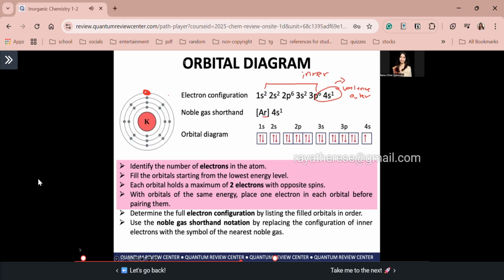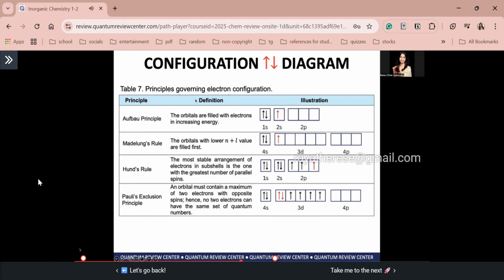Let me clear this up lang. Okay. So how we fill electrons depends on various principles, as shown in table 7 or page I5 of your table. First is the Aufbau principle. It states that the orbitals are filled with electrons in increasing energy. So 1s muna, bago 2s. Next, the Madelung rule. The orbitals with lower n plus l value are filled first. So, tingnan natin n plus l for 4s versus 3d.